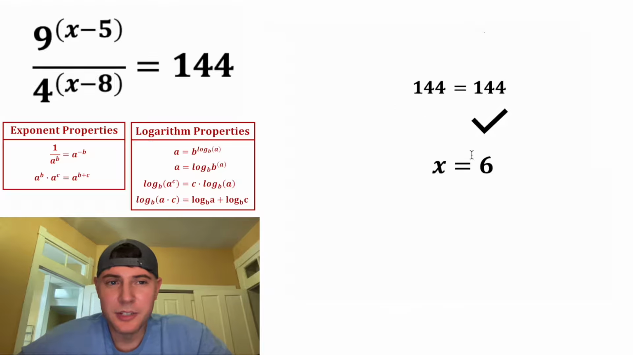4 squared is equal to 16, and 9 times 16 is 144. So it checks out. X equals 6 is the answer to our question. Let's put a box around it. How exciting.